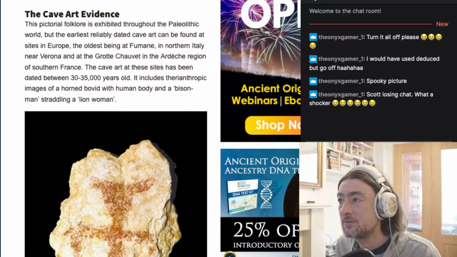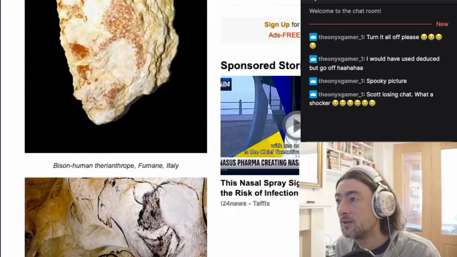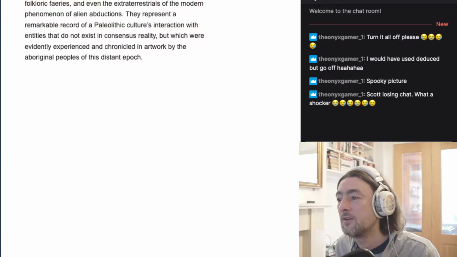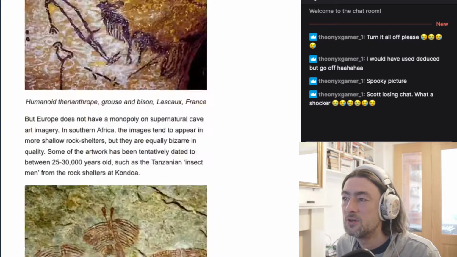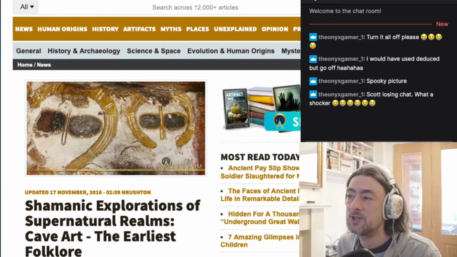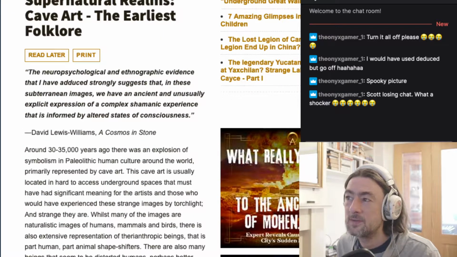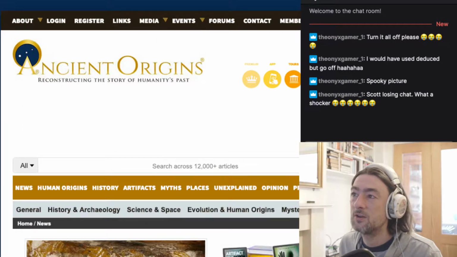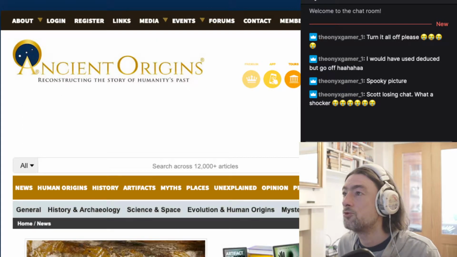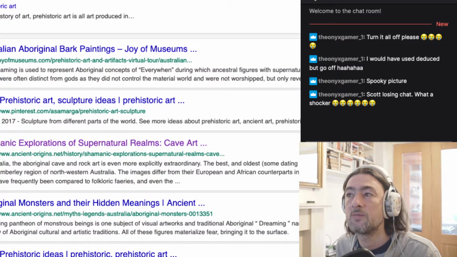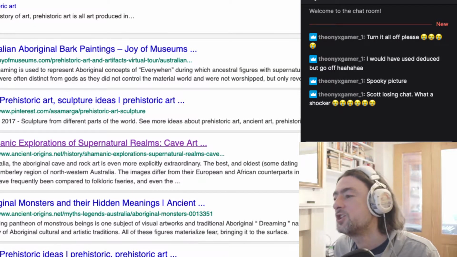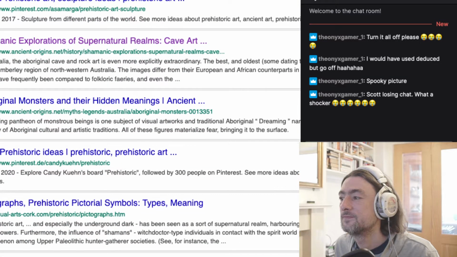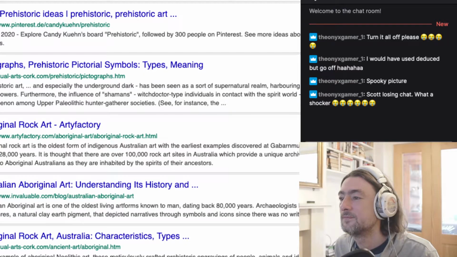Pictorial evidence exhibited throughout the Paleolithic world, yeah, blah, blah, blah. We've seen it. We want to know about the specific. It gets down to there and it's read more. So they don't really answer the question. They've got a picture of it, they've got a quote about it, and then they just don't tell you anything. So Ancient Origins, reconstructing the story of humanity's past, is rubbish. Pure rubbish. Gonna get rid of that. I'm surprised there's not more written about it.